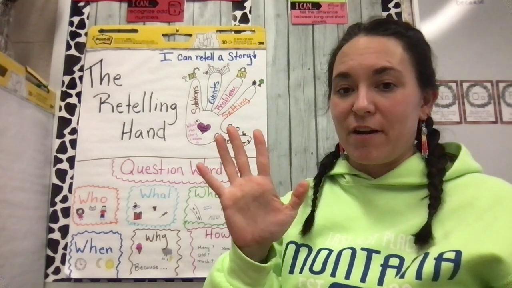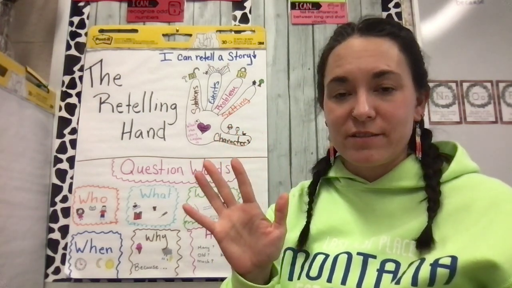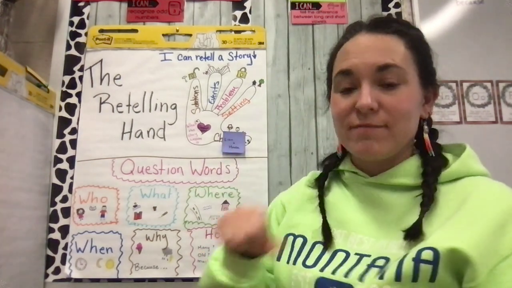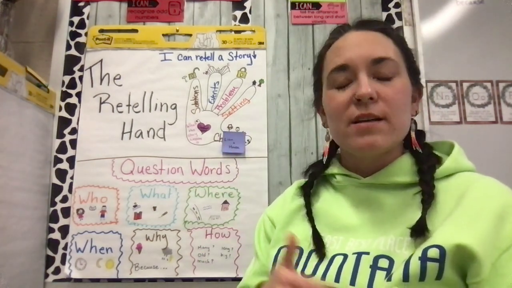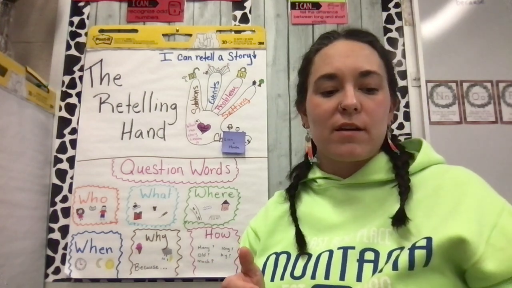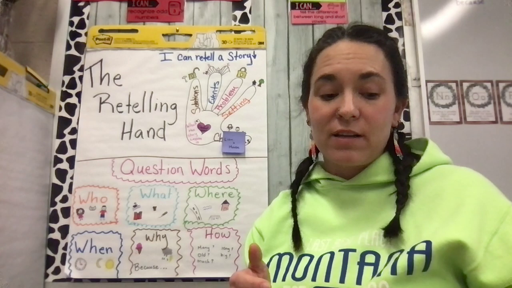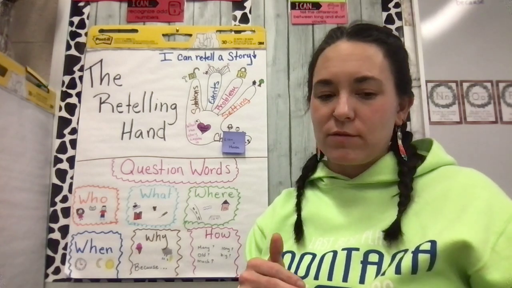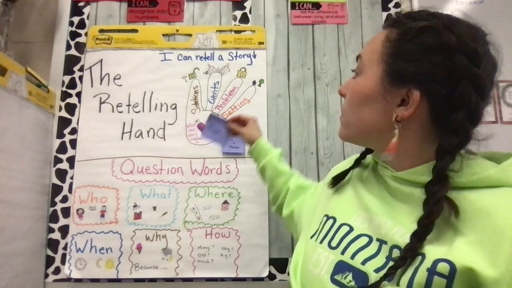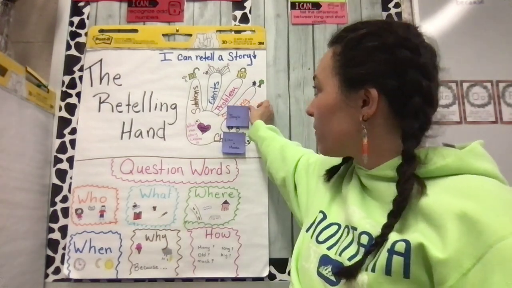So first, our characters. Who were our characters? Hopefully you said the lion and mouse, because those were our 2 main characters. Sometimes you might have other characters that pop in and out. Like in the beginning, we saw the zebra and the elephant, but they weren't the main characters of the story. Where did our story take place? Well, this one took place in the jungle.